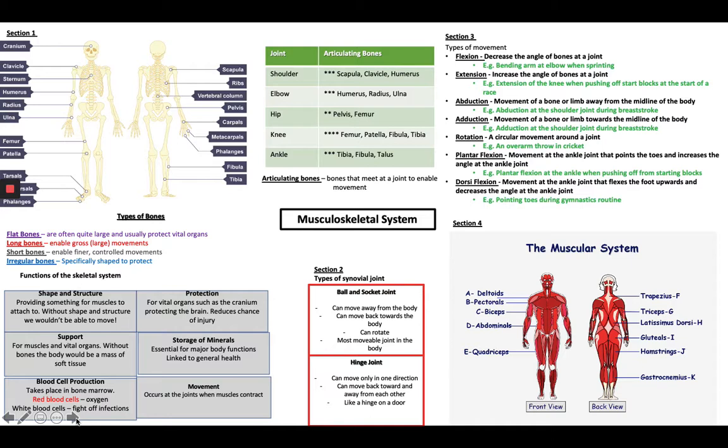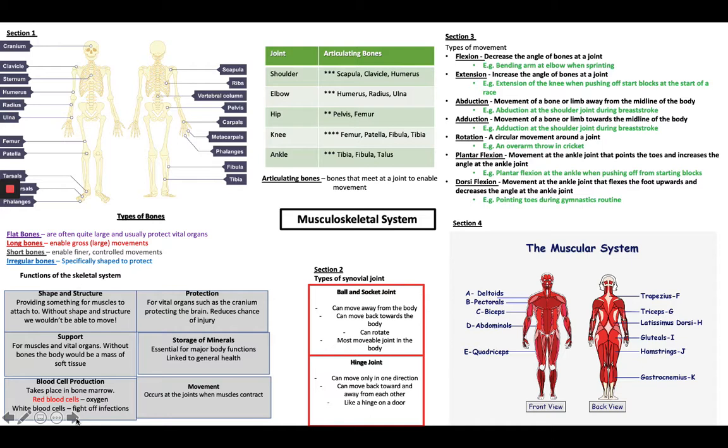Below that are the different types of bones. You have flat bones, long bones, short bones, and irregular bones. You need to be able to know what these types of bones do and then give examples in the body. So, talk about how a flat bone could be the cranium because it protects the brain, and flat bones protect vital organs.